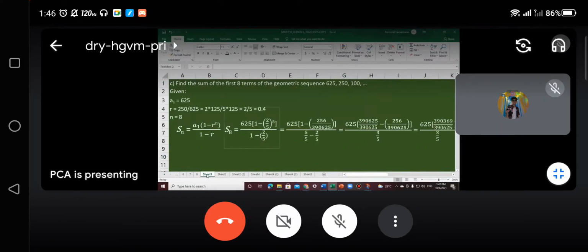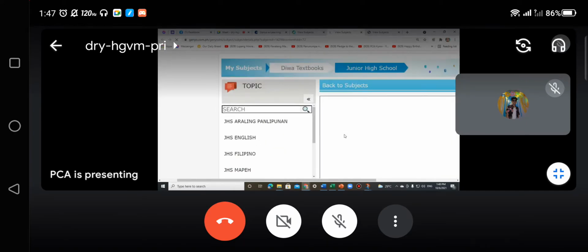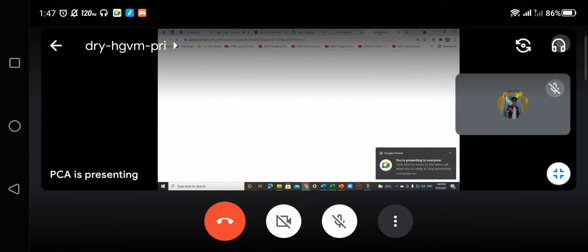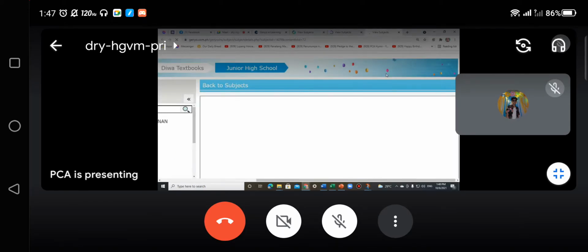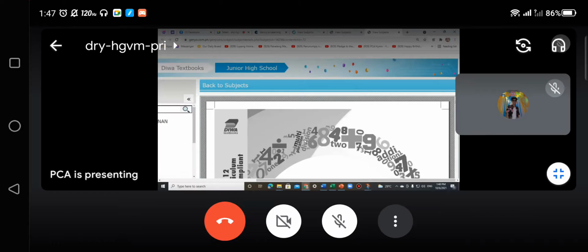Okay, and then we go back and satisfy... ay, yung letter C, ano? Punta tayo sa letter C, kasi yung letter C, kinukulit ako niyan si Samuel. Okay. Ano nangyari dito? Wala na yung access ko. Okay, wait lang po. Biglang nawala yung textbook ko. Ayan.